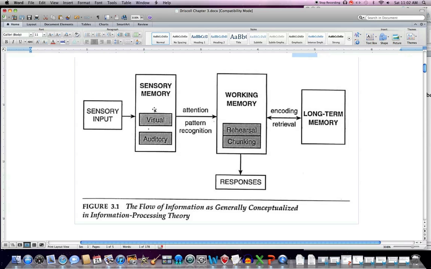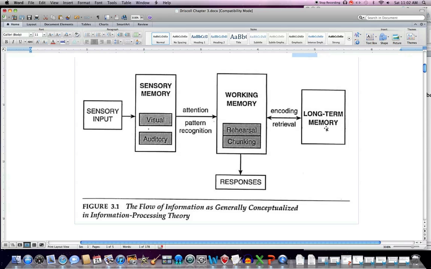Okay, sensory memory is a very temporary and limited store. Working memory is also a bit limited, but very powerful. I mean, this is where most of the work gets done, but it can be limited in a couple of ways. It can be limited in the amount of time that it can hold information, and it can be limited in the amount of information that it can hold.